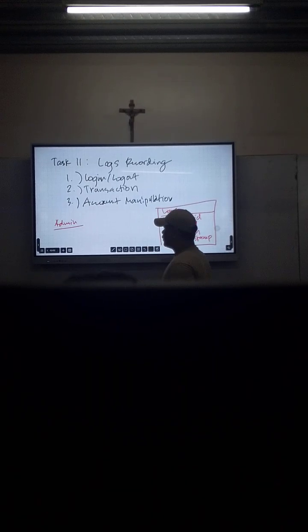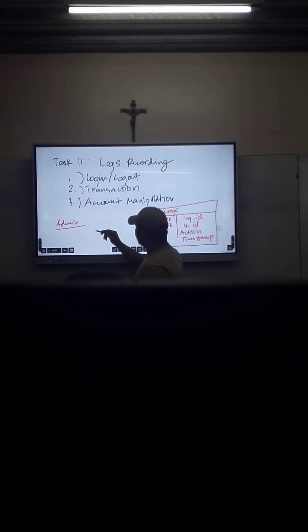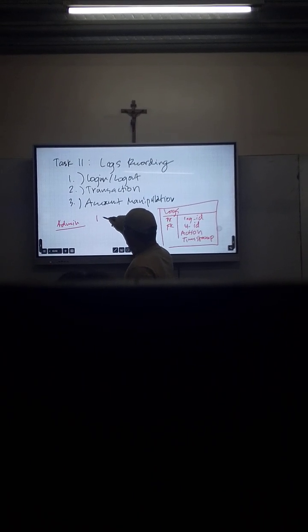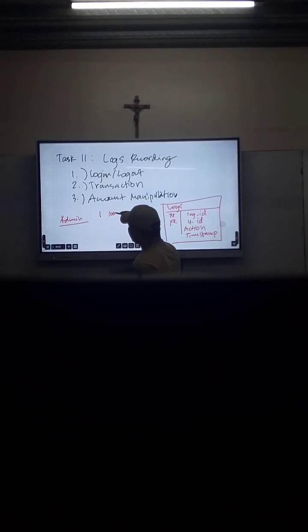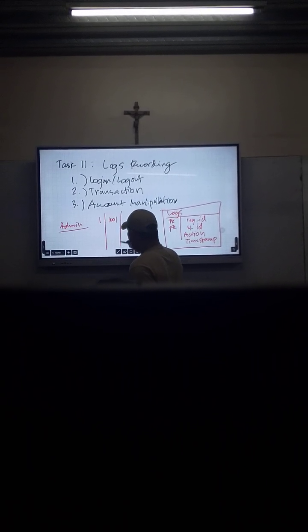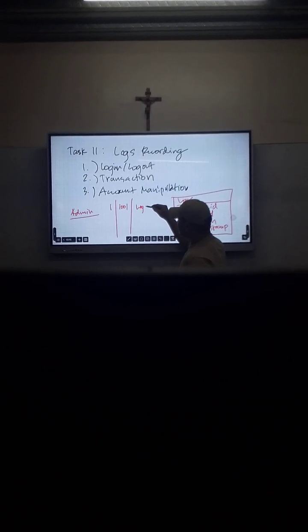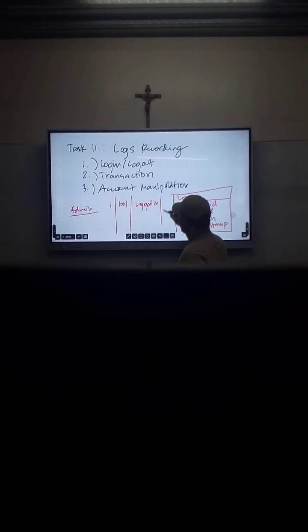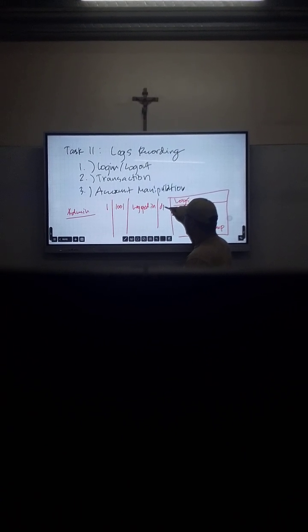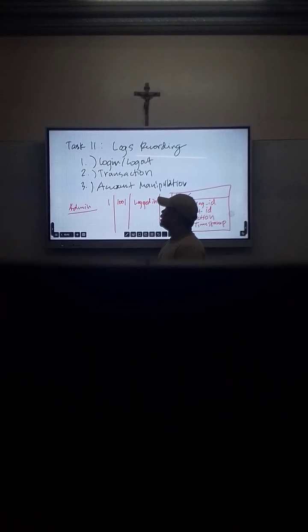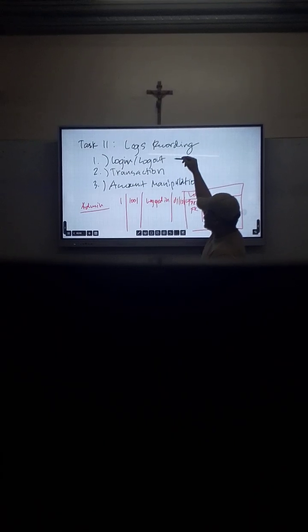One example: the first transaction is admin logging in. Here, the log ID is 1. The current user ID is 101. The action is log in to the system. The date is 01, 12, 24. This is an example of a log in and log out transaction.